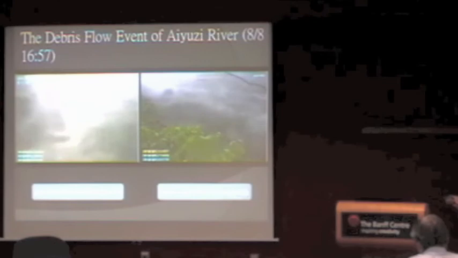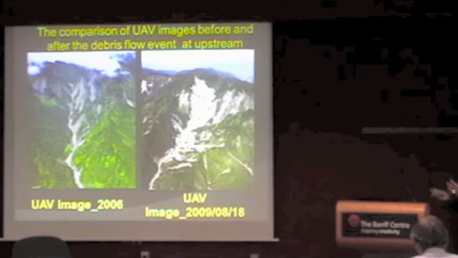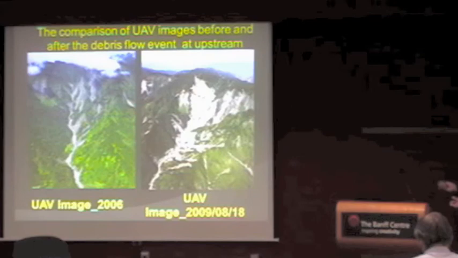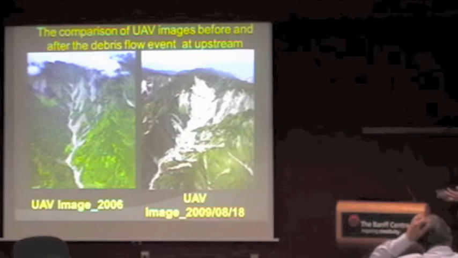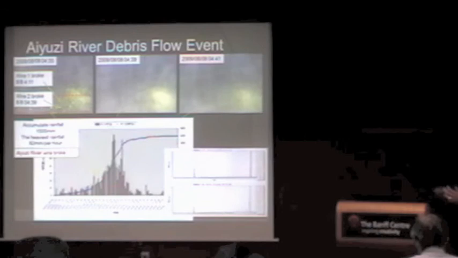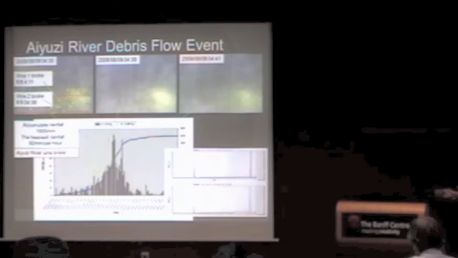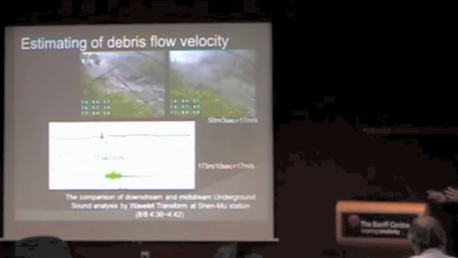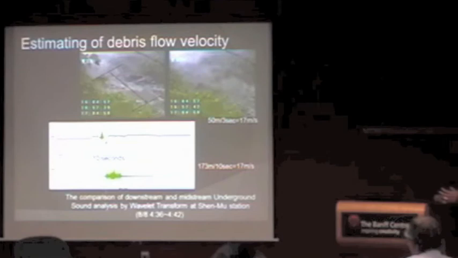And what happened in the upstream? We used our UAV to take pictures in the upstream. Before and after Typhoon Morakot, we saw a lot of landslide areas in the upstream. So we analyze the different kinds of sensors, like the rain gauge, rainfall intensity, rainfall accumulation, and the wire sensor broken time, and we use the geophone to confirm the debris flow event, and use the CCTV camera to provide information to the government. Also, in Taiwan, the debris flow velocity is very fast, about 17 meters per second. So when a debris flow occurs, you can run away.